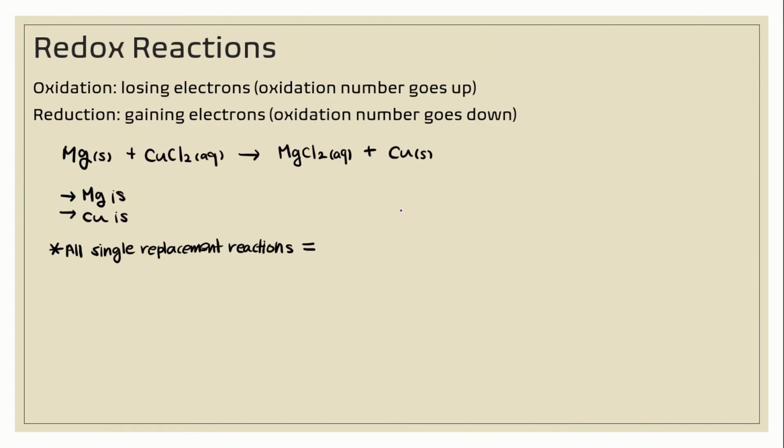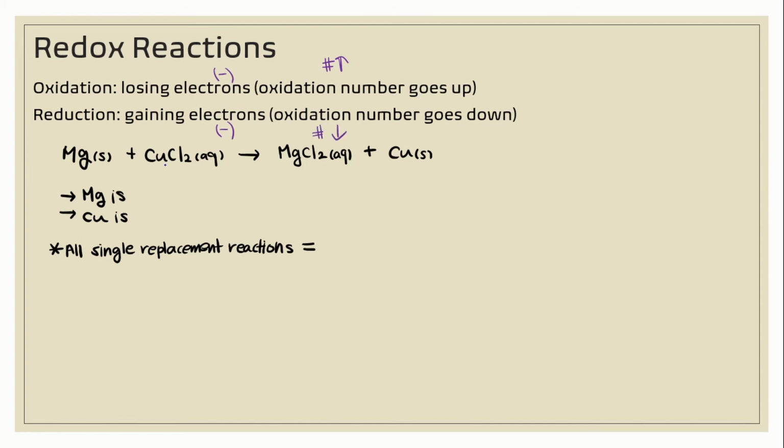Next is the redox reaction. Oxidation is losing electrons, so the oxidation number will go up because losing electrons is basically losing the negative charges. So if you lose the negative charges, it will be the same as gaining positive. So the oxidation number will go up. And reduction is gaining electrons, so you're gaining these negative charges, so the oxidation number will go down.